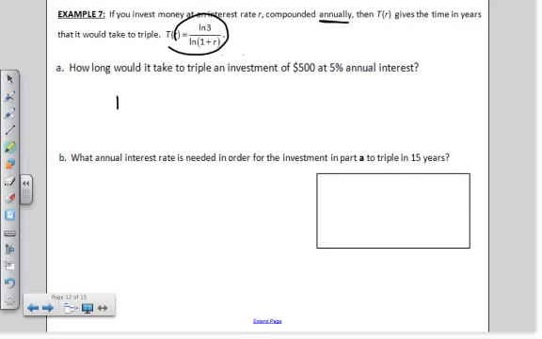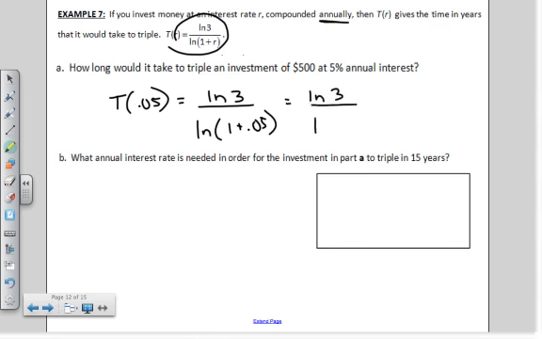Well, our rate is 5%, so we're looking at t of 0.05, and that's going to equal ln of 3 over ln of 1 plus 0.05, which is ln of 3 over ln of 1.05. And again, be careful with the parentheses. It's ln of 3, parentheses, divide by ln of that. Do it on your calculator, but you should get about 22.517. And that means that we're talking about 22 and a half years. So it's going to take about 22 and a half years for the money to triple.